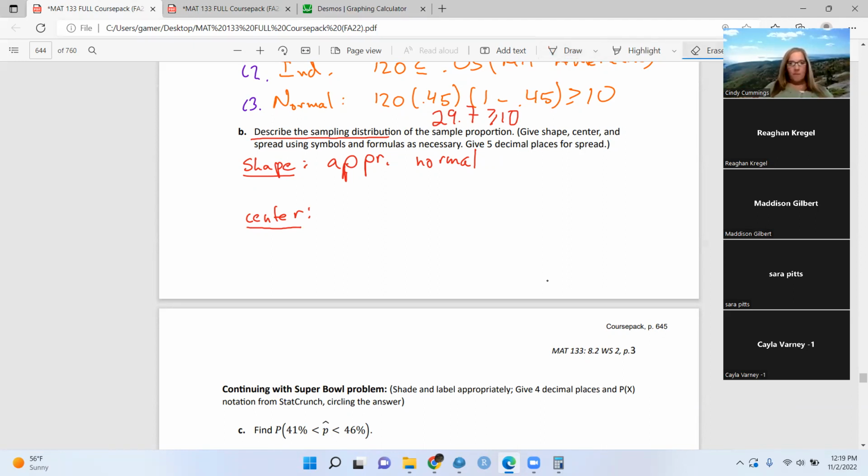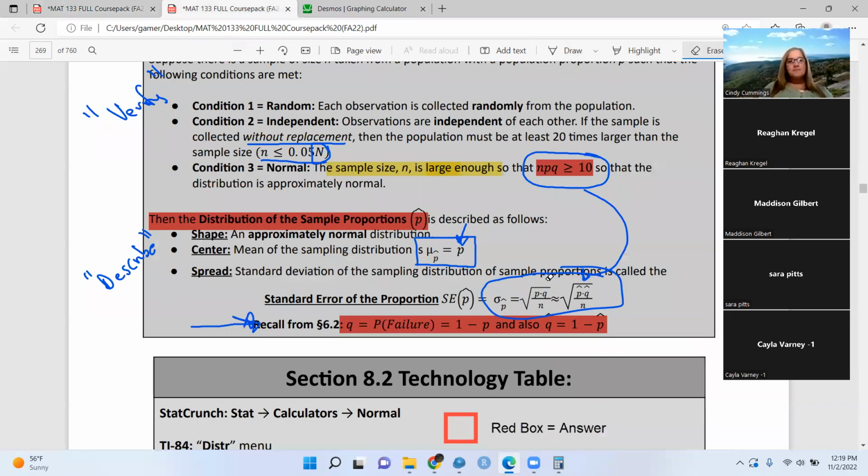Talk to me. So for shape, it's the same thing as condition 3, because condition 3 guarantees that we'll have a normal distribution of the sample statistic. It's like we're just restating it. They use the same things to find the shape. What you're doing for describe the distribution is you're stating the results. This is the why, and this is the results of that why.